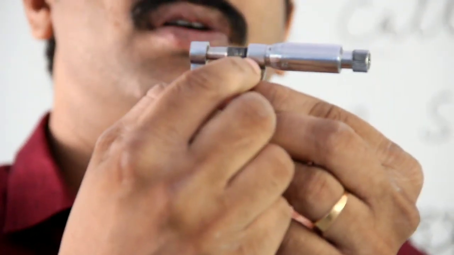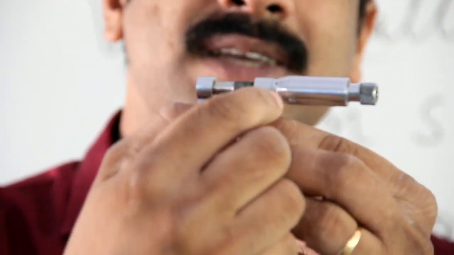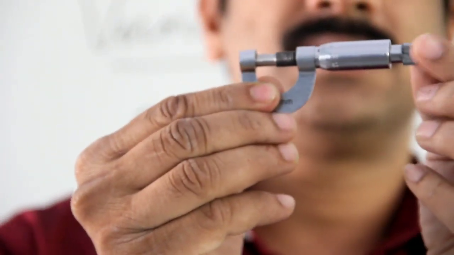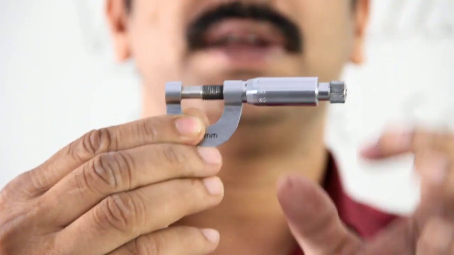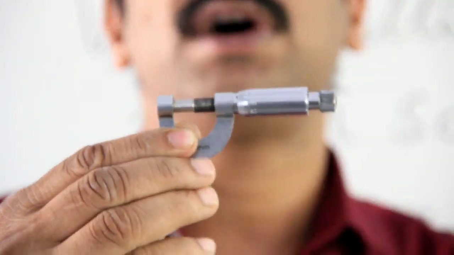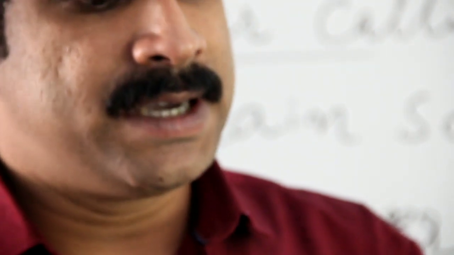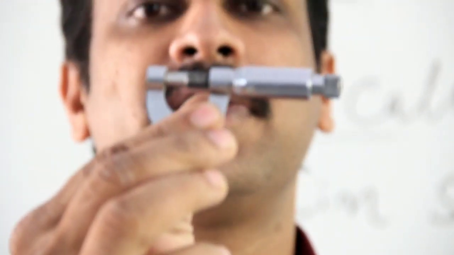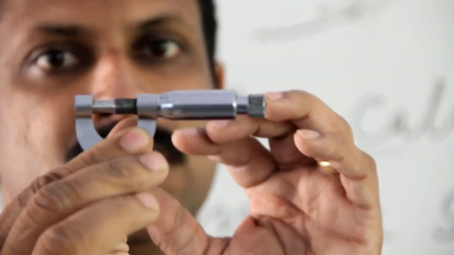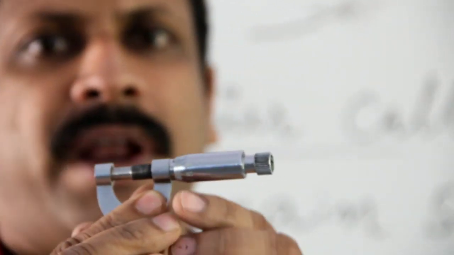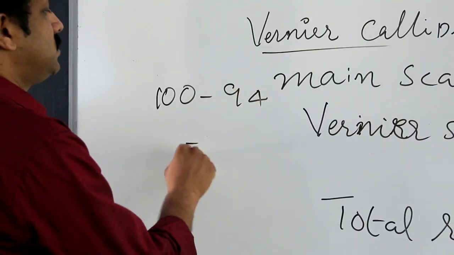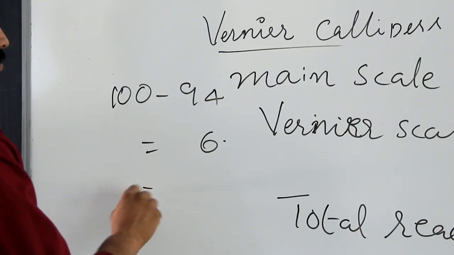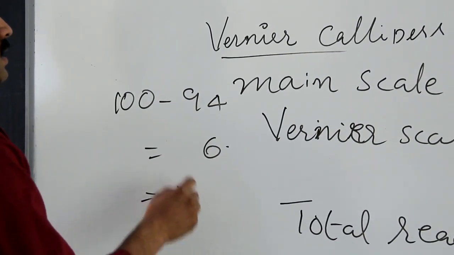If the zero mark of the circular scale is below the baseline, it is called a positive zero error. Above it is called a negative zero error, and here the 94th line is coinciding with the baseline. So we have to subtract 94 from 100. You will get 100 minus 94, which is equal to 6. So it should be multiplied by the least count.